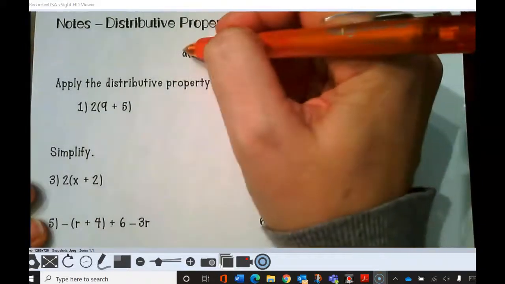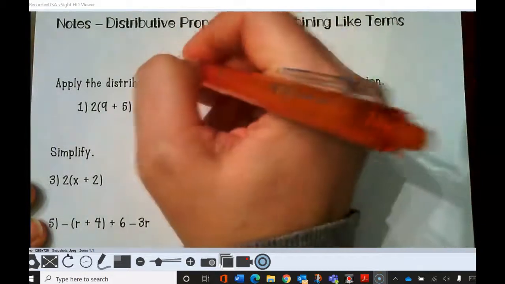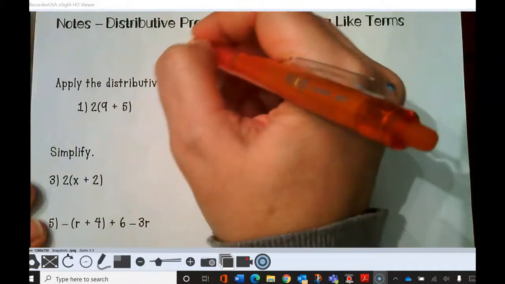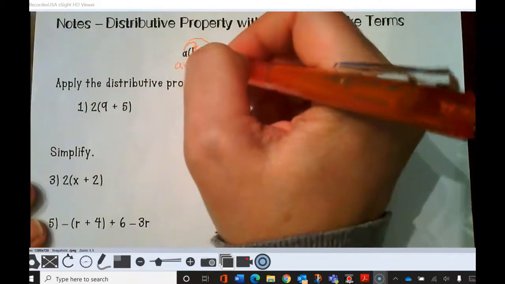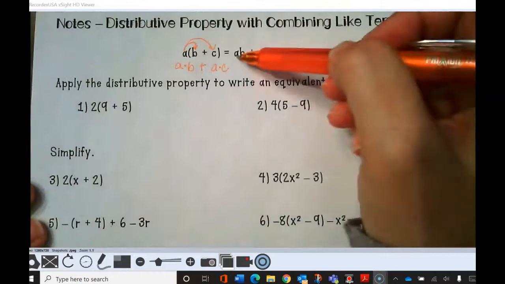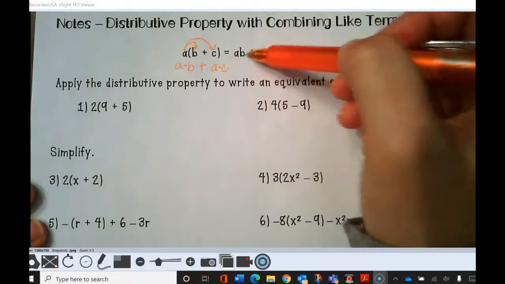So you're going to do A times B plus A times C. And the most common way to write that is to put your variables side by side. So AB plus AC.